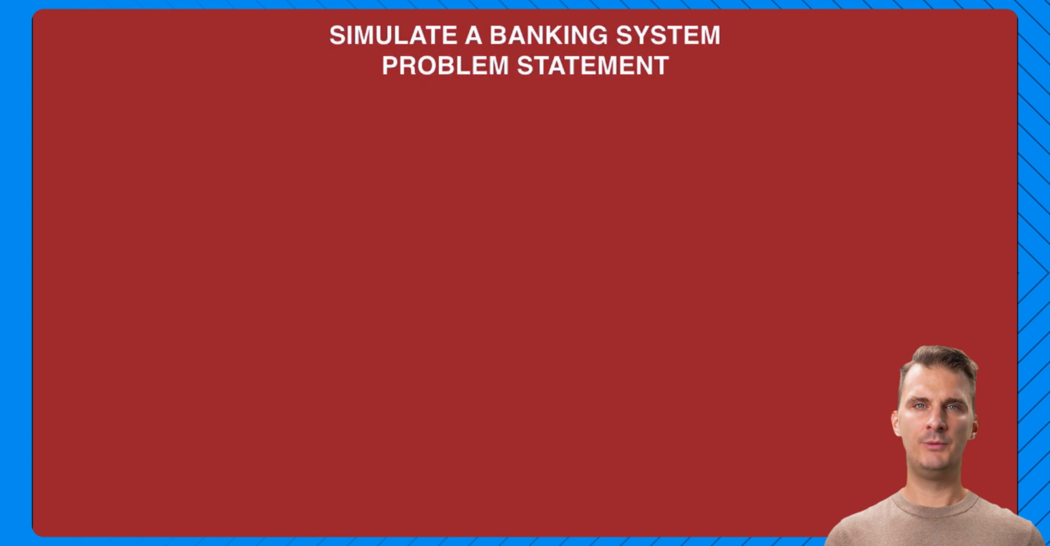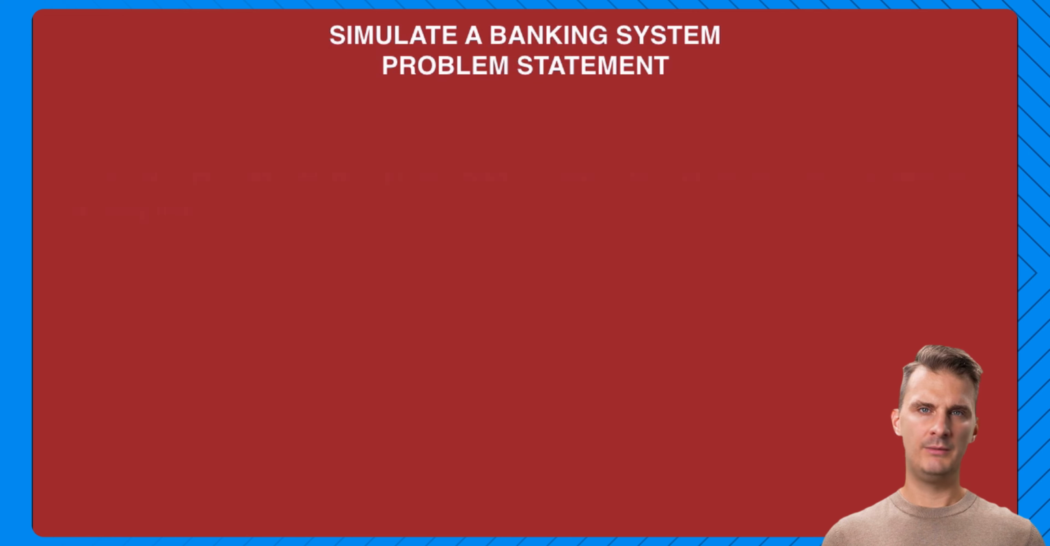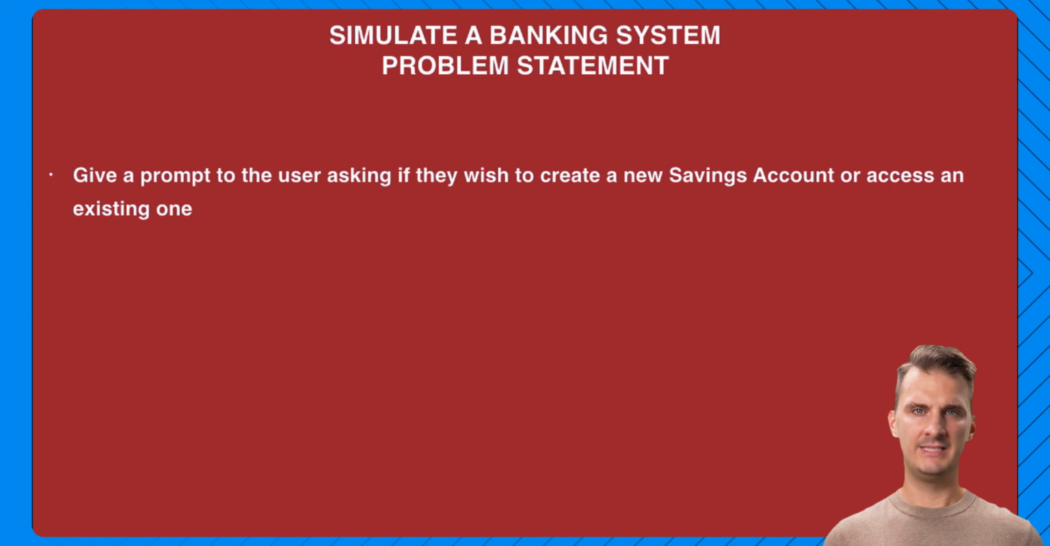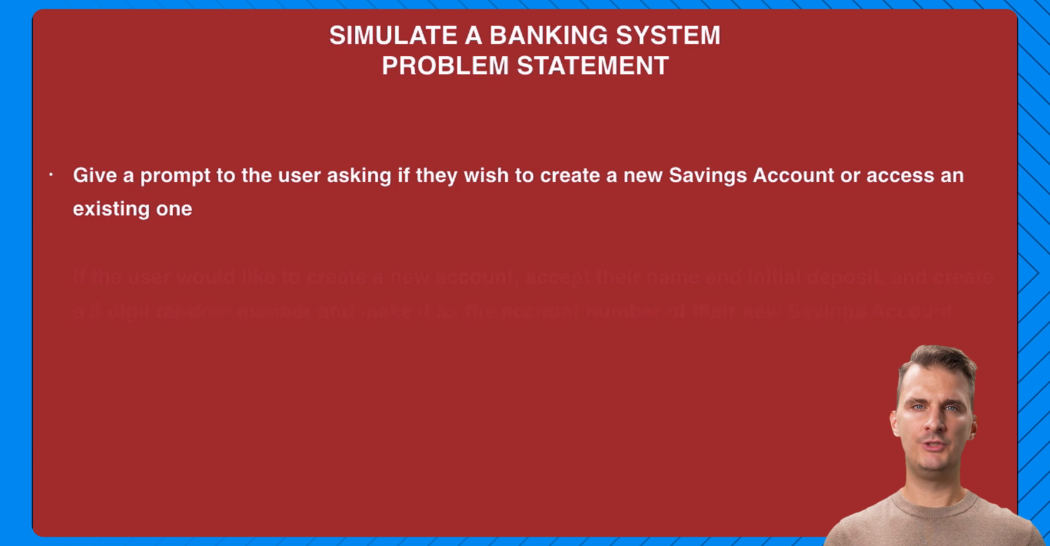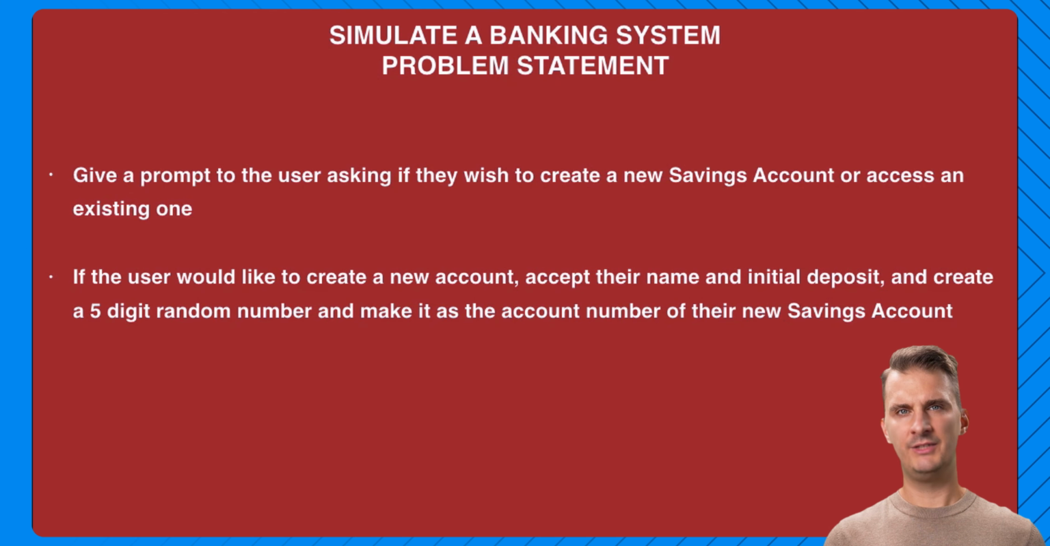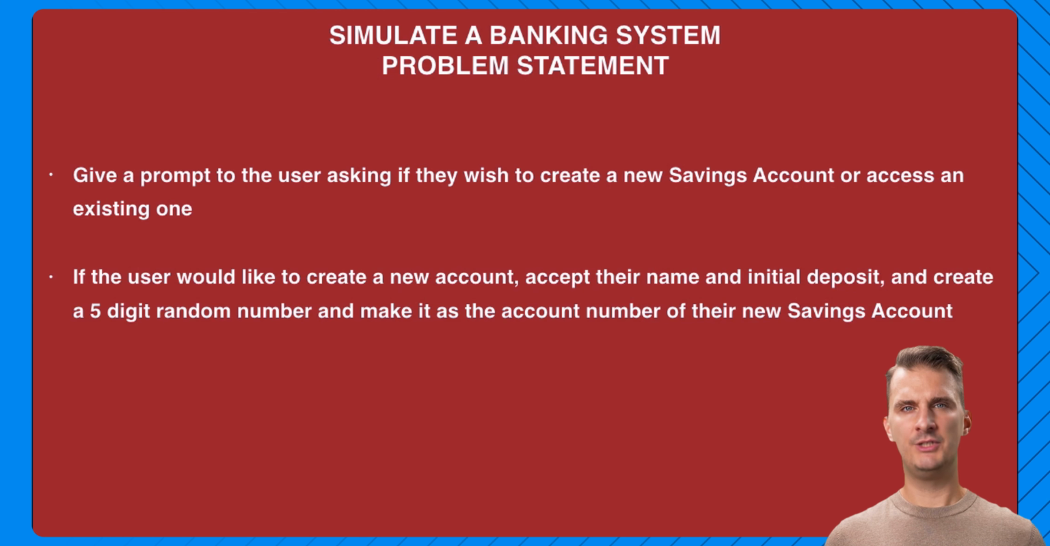Let's create a project to simulate a banking system. You first need to provide a prompt to the user asking if they wish to create a new savings account or access an existing one. And if it is a new savings account that they wish to create, you need to accept their name and initial deposit, and then in your program you need to have a 5-digit random number generator, and this random number will be the account number of their new savings account.